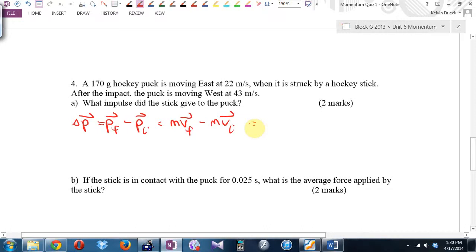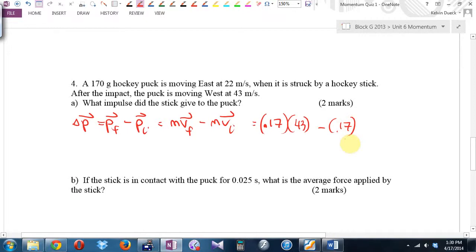McKinley, my friend, what's the mass? Be careful. Don't say 170. 0.17 because it's grams, so 0.17. What's v final? Okay. Minus, what's the mass? 0.17.